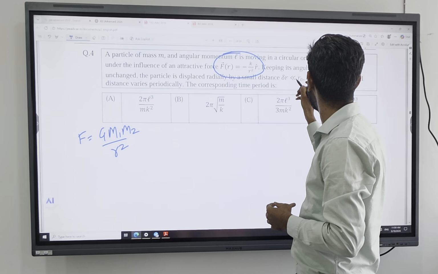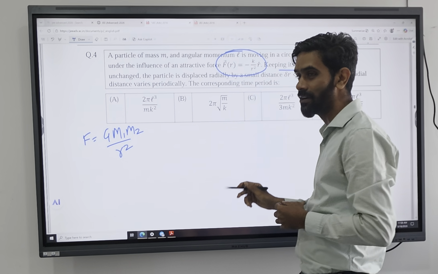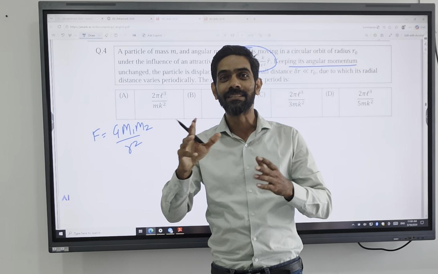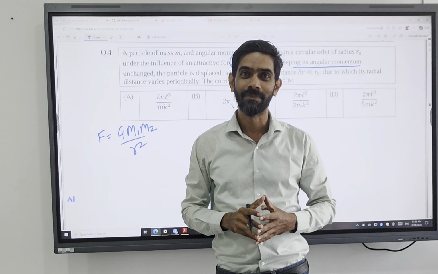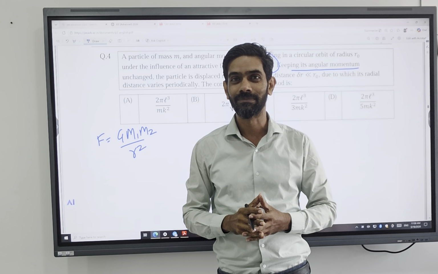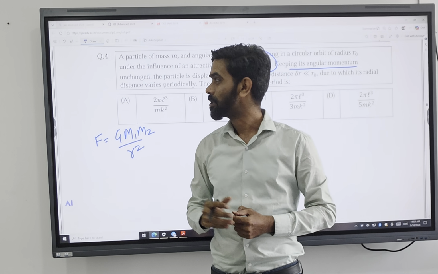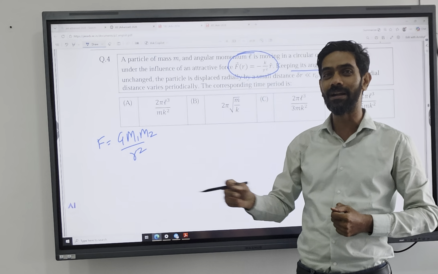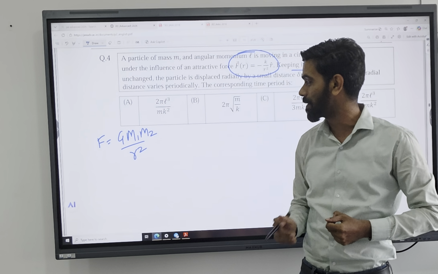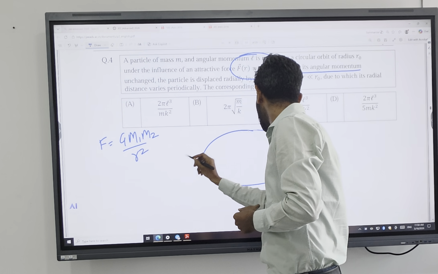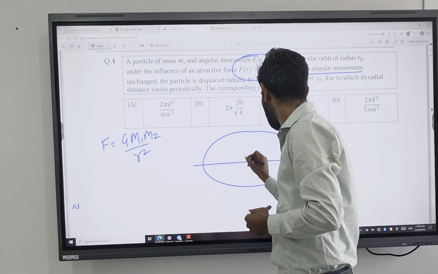And think of a motion where angular momentum is conserved and radius keeps changing. What kind of motion is that? The motion is elliptical motion. So you need to compare the motion of this particle with elliptical motion. Once you compare the motion of this particle with an ellipse, you will get your answer.